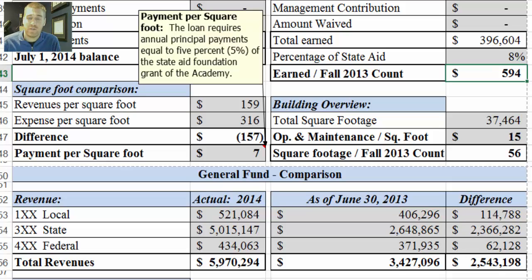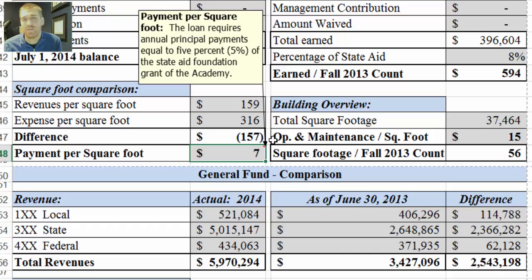ending June 30th, 2014. So here is our total square footage. If this is incorrect, let us know. We will update it and then it will fix all these ratios automatically. They're all formulas. So utilizing that number, we take our total revenues divided by that square footage to come up with a number. Then total expenses or expenditures divided by that square footage. Then the difference. This is really high because of that capital outlay, which we'll get into on the next page. So this is why it's always good to compare both of these, not just look at one. The difference. And then payment per square foot.